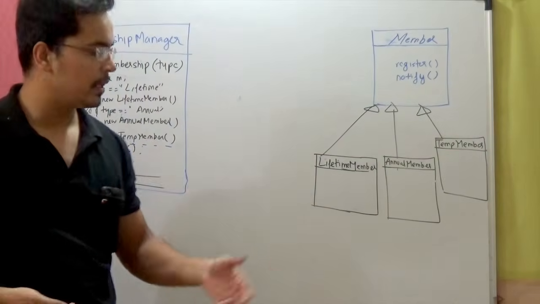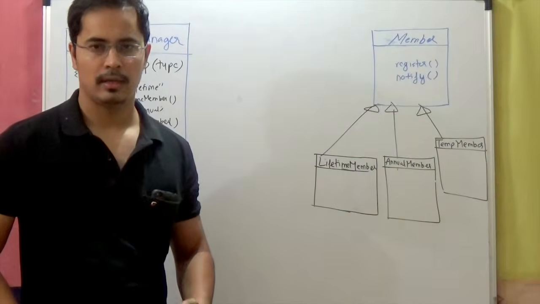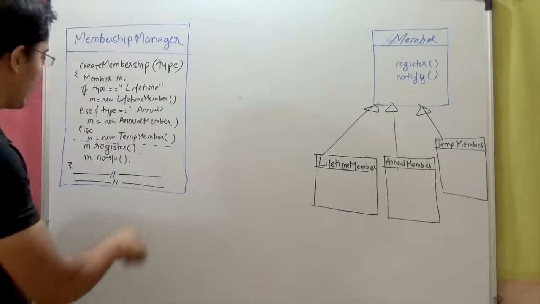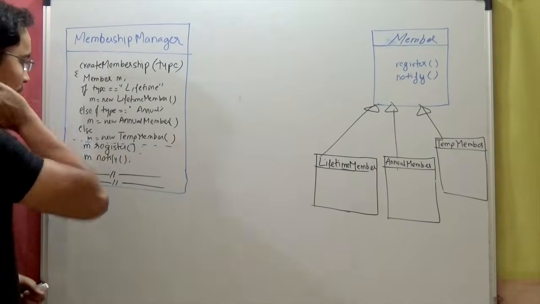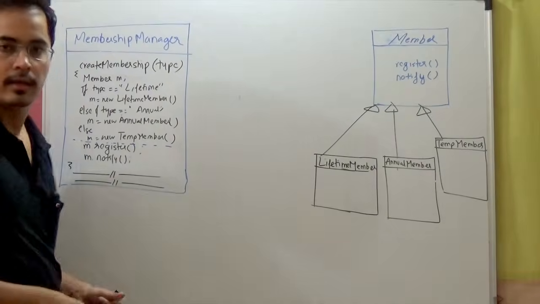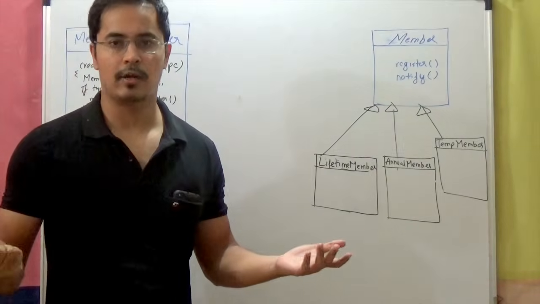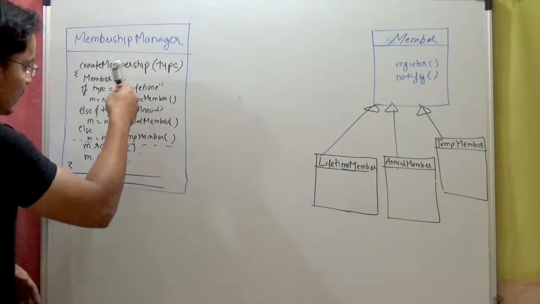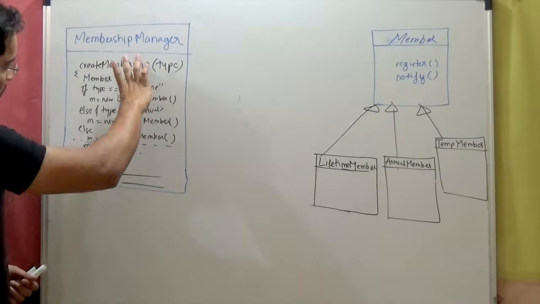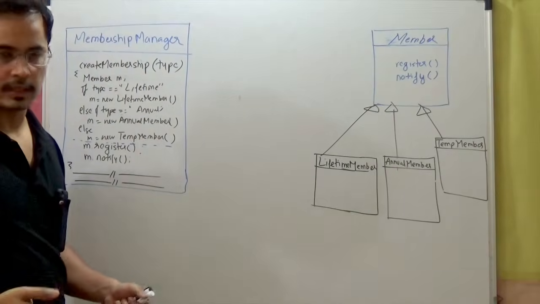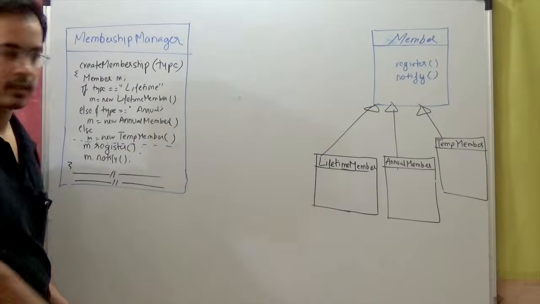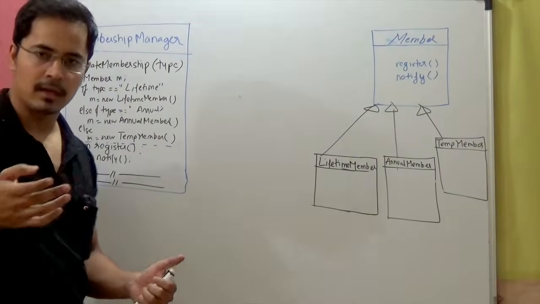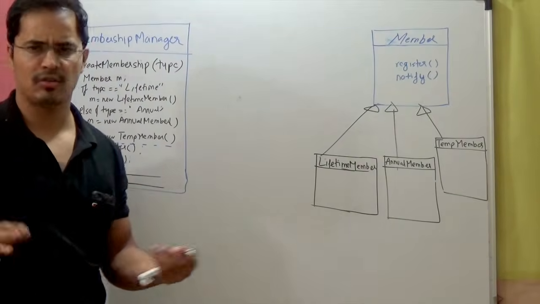Imagine if tomorrow we decide to introduce a new kind of member, let's say quarterly member, which will be for 3 months duration, right? So we'll have to add a line of code here, else if type equal to quarterly. Or we remove one kind of member, say we decide to remove temporary membership or annual membership. So we'll have to alter this code. So in this create membership function, this portion is subject to change. This portion can change. Whereas registering the member into the system and notifying the member are not going to change more or less.